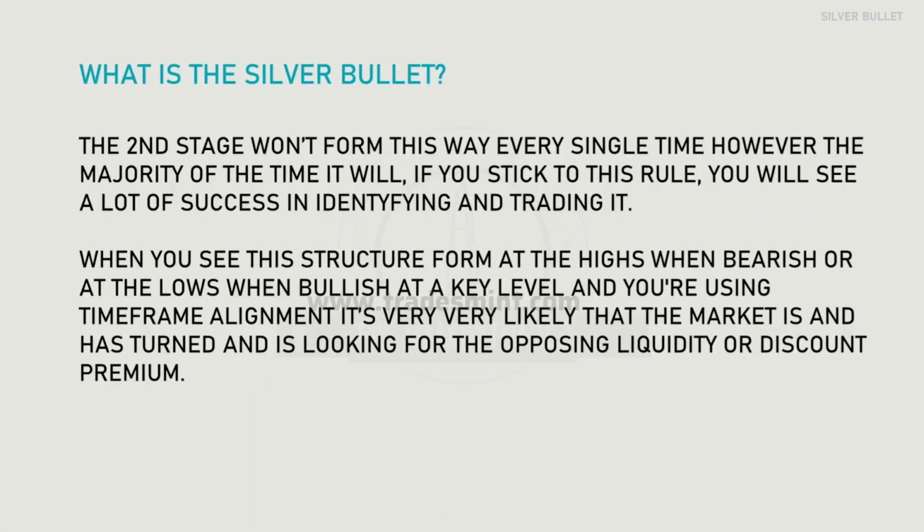So the second stage won't form this way every single time. However, the majority of the time it will. So if you stick to this rule, you will see a lot of success in identifying and trading it. When you see this structure form at the highs when bearish or at the lows when bullish at a key level, importantly, and you are using time frame alignment, it's very, very likely that the market has turned and is looking for the opposing liquidity or discount and premium levels.